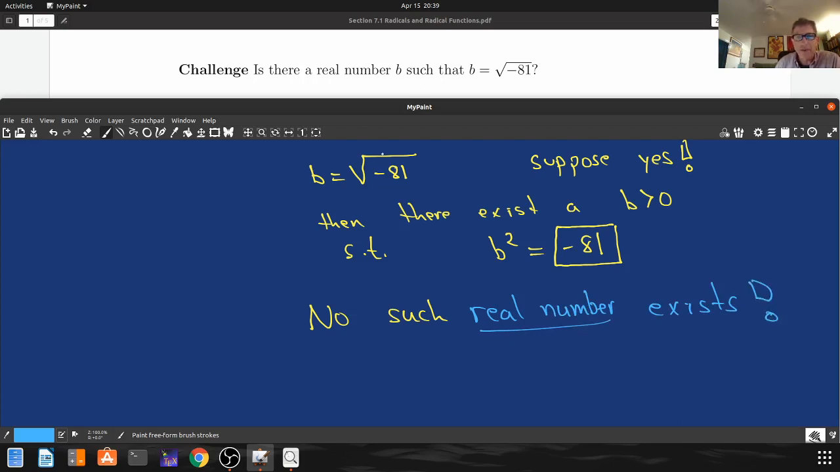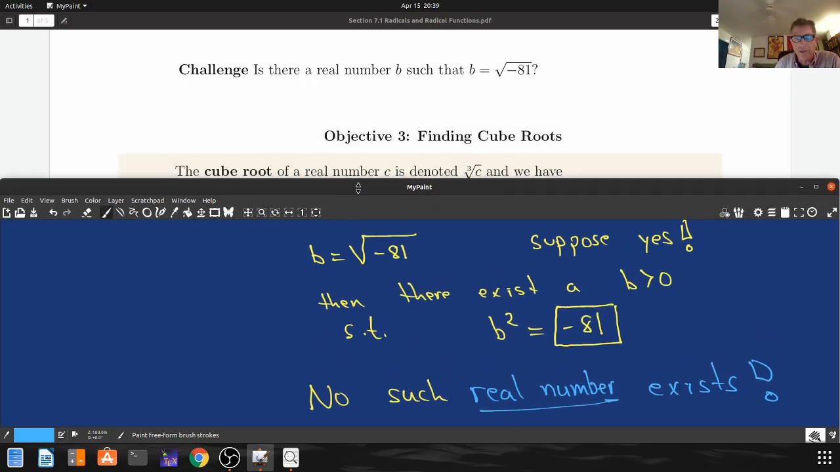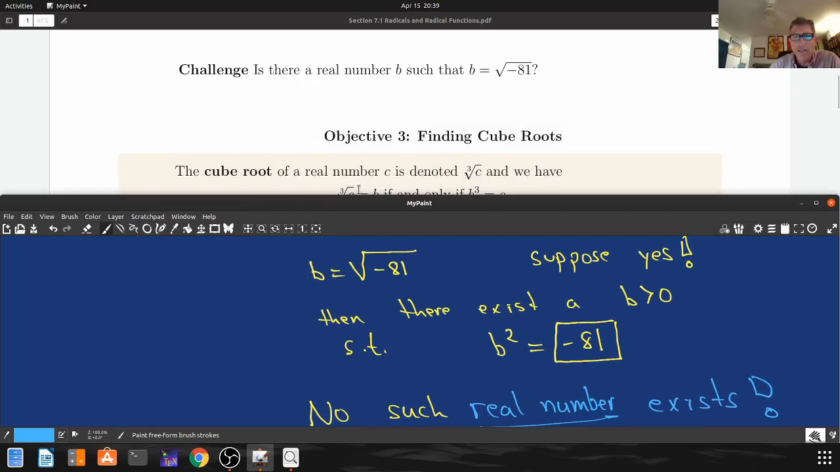Nothing satisfies the definition. Now I say real number here because later on in college algebra, and maybe just a tad bit in this class, I can't remember, we're going to introduce an extension to the real numbers called the complex numbers, where this will have an answer. But just stay tuned, just cross that bridge when we get there.